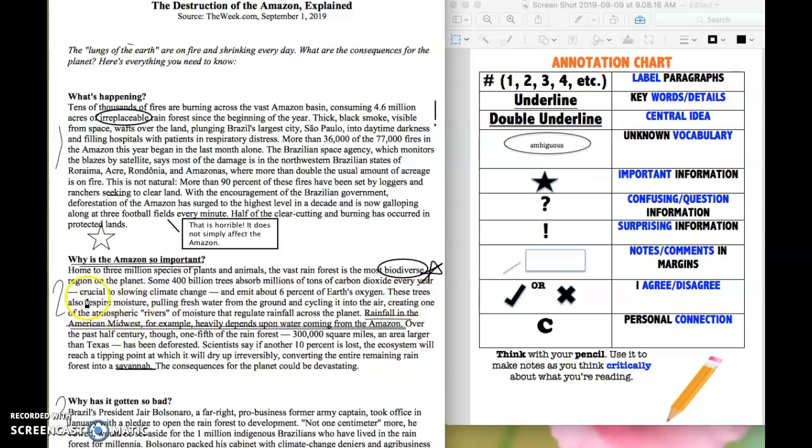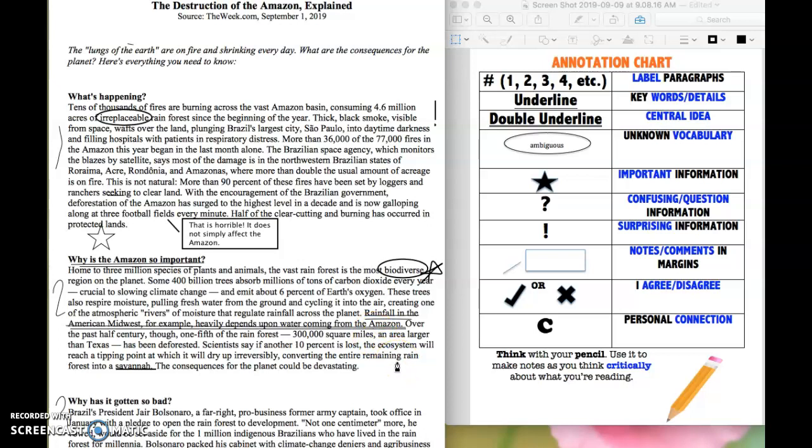These trees also respire. What does that word mean? Maybe circle that. Moisture, pulling fresh water from the ground and cycling it into the air, creating one of the "atmospheric rivers", maybe put a question mark if you don't know what that means, of moisture that regulate rainfall across the planet. Rainfall in the American Midwest, for example, heavily depends upon water coming from the Amazon. I double underlined that. I would imagine that's probably one, if not the biggest central idea in this paragraph, because it's telling me why the Amazon is important, but why it's important to the bigger picture, okay? Because the American Midwest is not where the Amazon is located, so it forms a bigger picture about why the Amazon is important, okay? I'm going to stop there.